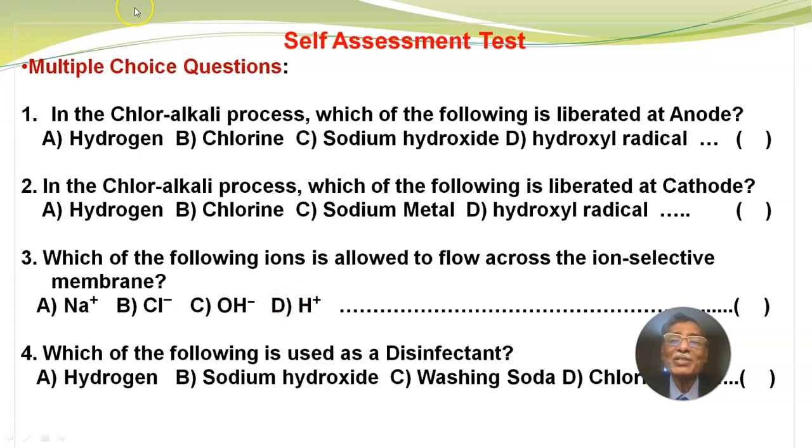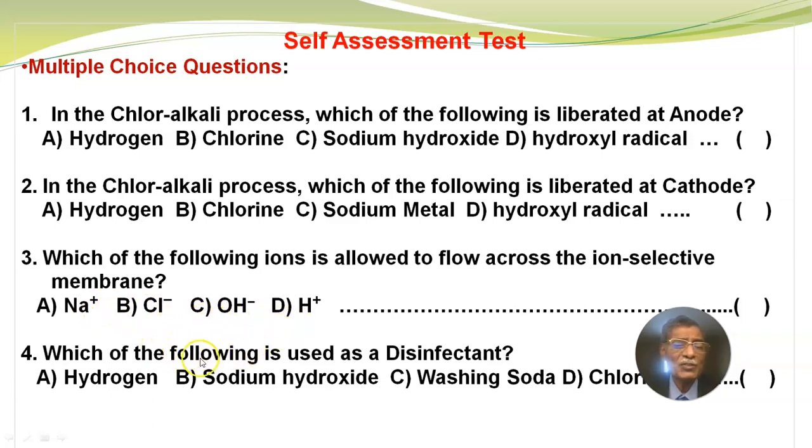Then self-assessment test. First, let us see a few multiple choice questions. Question 1. In the chloralkali process, which of the following is liberated at anode? A. Hydrogen, B. Chlorine, C. Sodium hydroxide, D. Hydrochloric acid, hydroxyl radical. Question 2. In the chloralkali process, which of the following is liberated at cathode? A. Hydrogen, B. Chlorine, C. Sodium metal, D. Hydroxyl radical. Question 3. Which of the following ions is allowed to flow across the ion selective membrane? A. Na⁺, B. Cl⁻, C. OH⁻, D. H⁺.